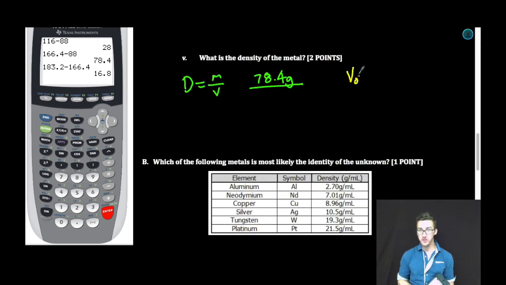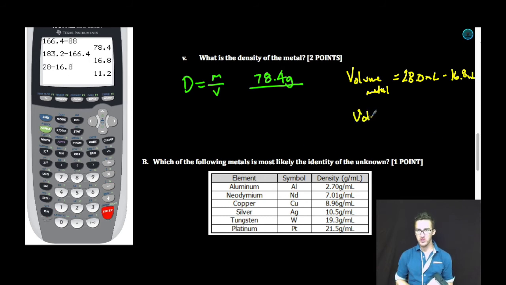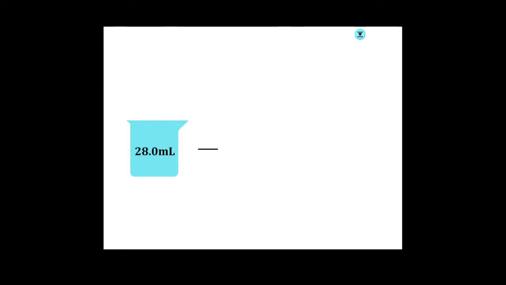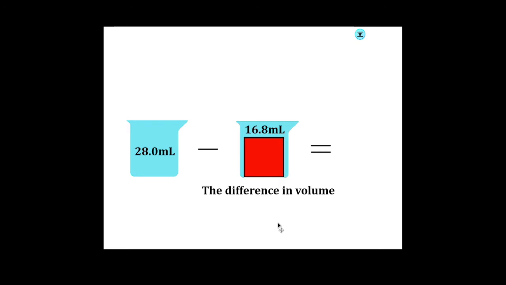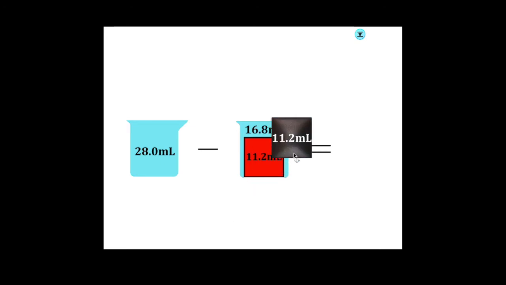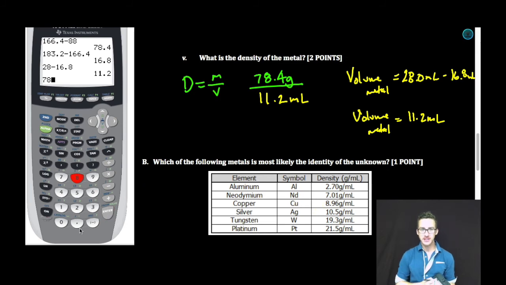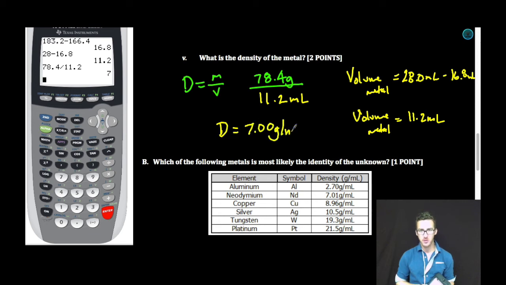So to get the volume of the metal, we're going to take the volume of the container, 28.0 milliliters, and subtract the volume of the water when the metal is in the container, 16.8 milliliters. Calculator time. 28 minus 16.8. Volume of the metal, 11.2 milliliters. Calculator again, 78.4 divided by 11.2. To the correct number of significant figures, our density is 7.00 grams per milliliter. Boom.